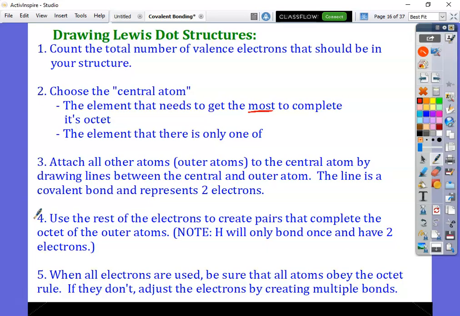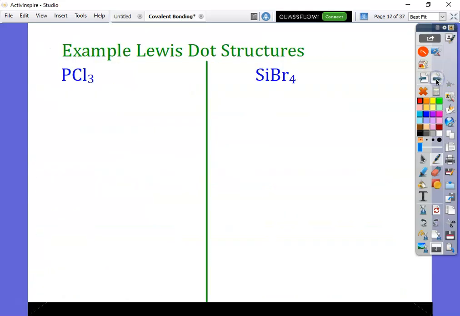Step 4, use the rest of the electrons to create pairs that complete the octet of the outer atoms. Remember, the great majority of atoms will have 8 valence electrons when they're done bonding, and I put a note here to remind you that hydrogen is an exception to that. It will only bond once to have a pair of electrons. And lastly, number 5, when all the electrons are used up, be sure that all atoms obey the octet rule, and if they don't, then you need to adjust the electrons by creating multiple bonds. So let's hop right into this.